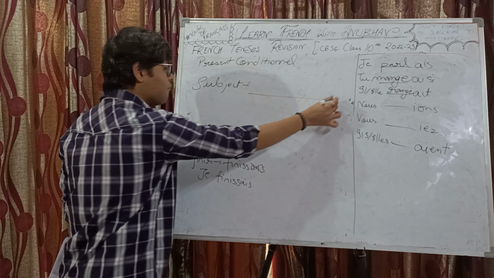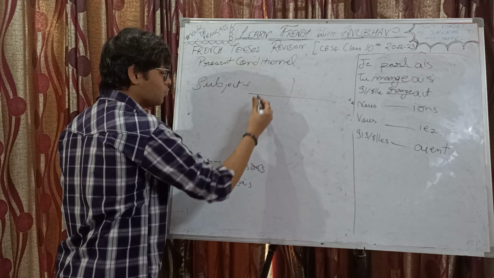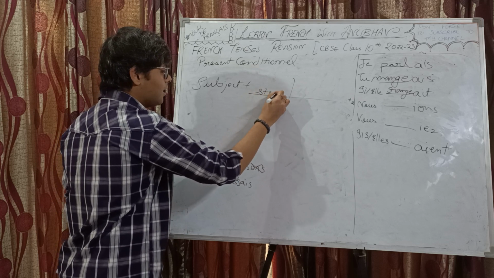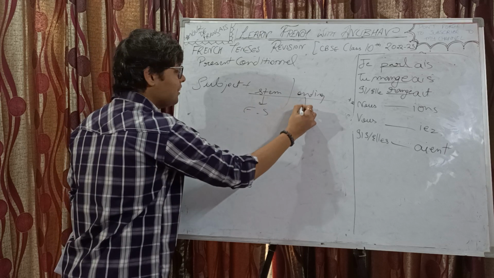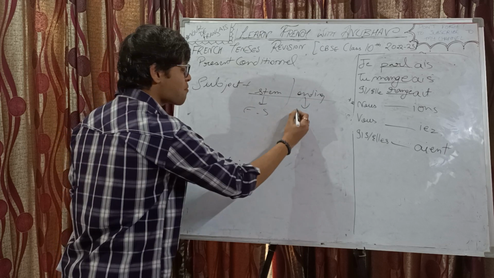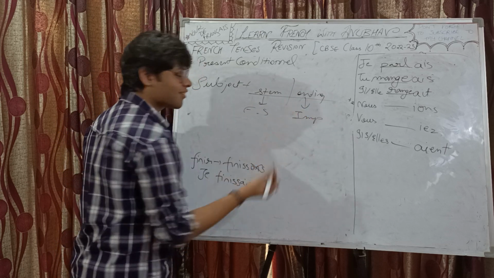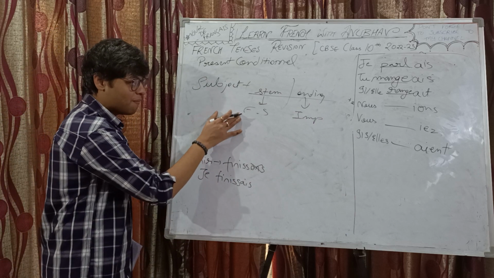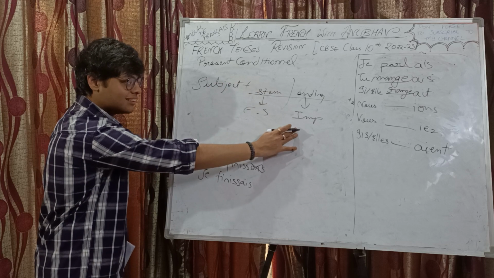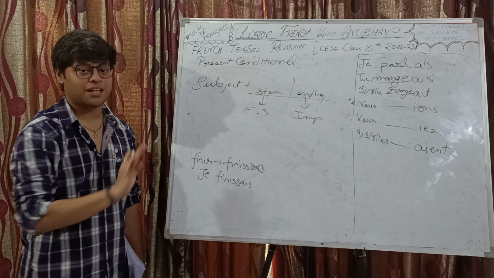For present conditional, the formation is very easy. Subject plus the verb conjugation. And how is that verb conjugated? You have the stem and then you have the ending. The stem is from futur simple and the ending is from where? From imparfait. Easy, right? If you are aware of futur simple and of the imparfait endings, you can do present conditional very easily.